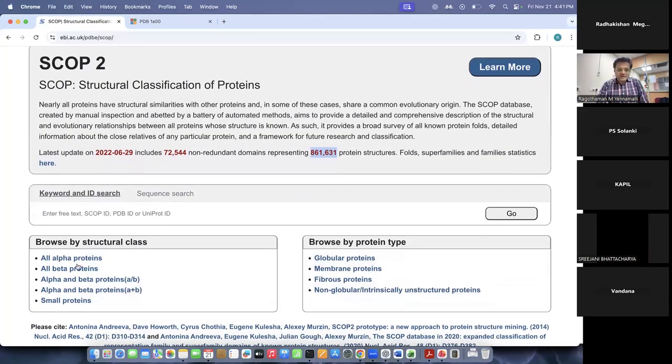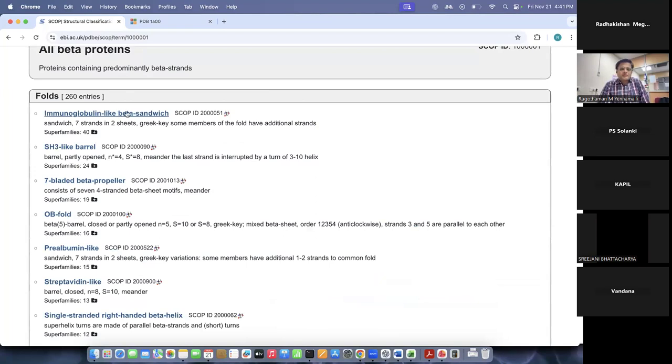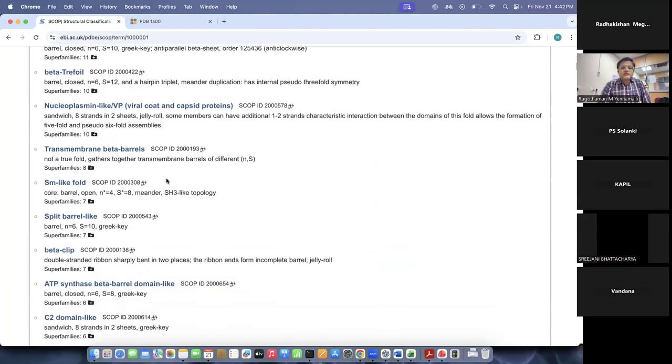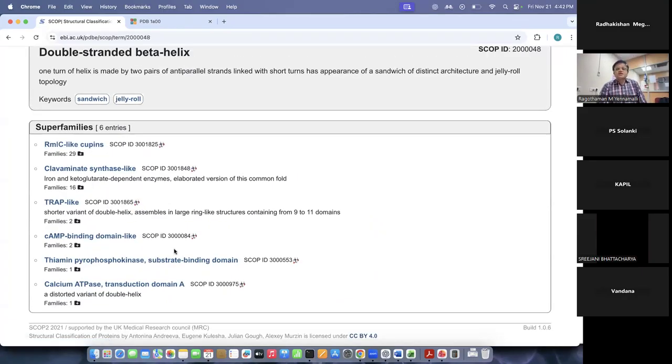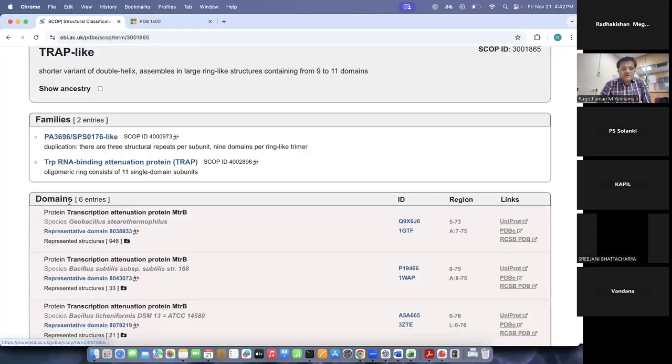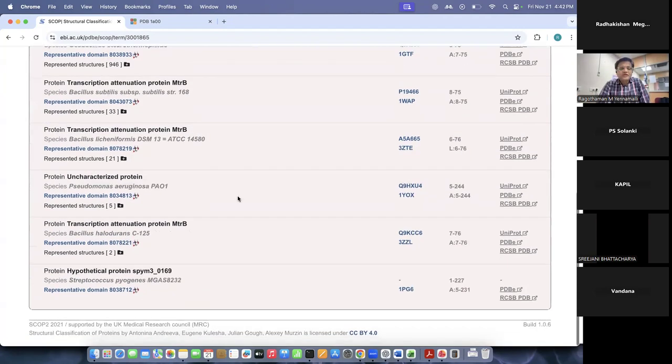So you have different classes, all alpha, all beta. Since we saw all alpha there, we'll see all beta here. You have propeller, immunoglobulin-like beta sandwich. All these names are the next level of classification of folds. There are many, many different folds, and in each fold, let's say double-stranded beta helix, you'll have different superfamilies. If you go inside a superfamily, you will have many families, and each family will have many different domains. A protein can have multiple domains or a single domain, and each domain can belong to a different family and in turn to a different class.